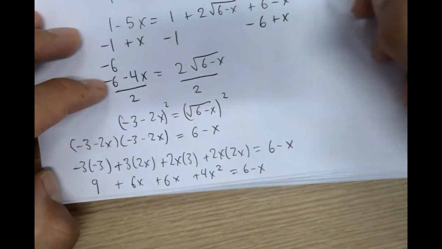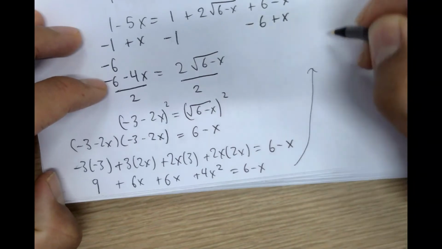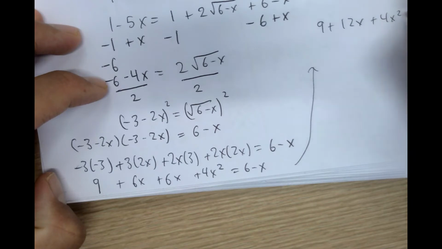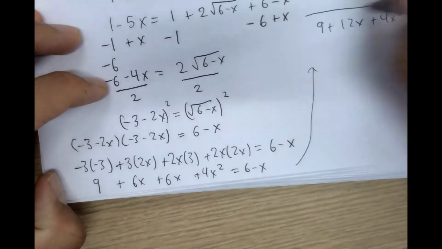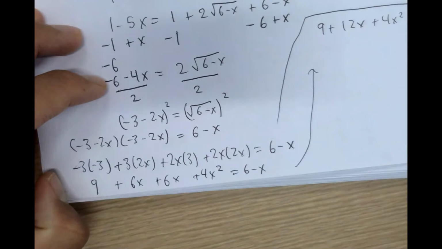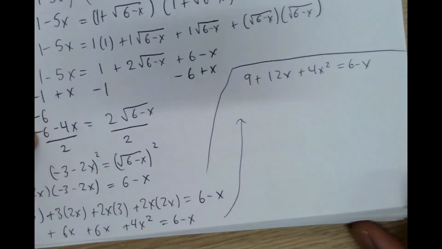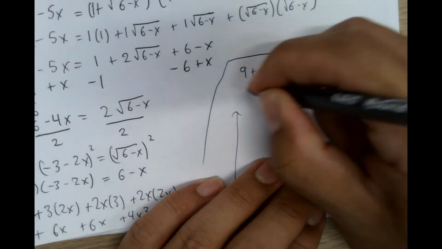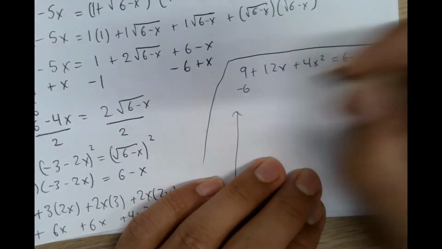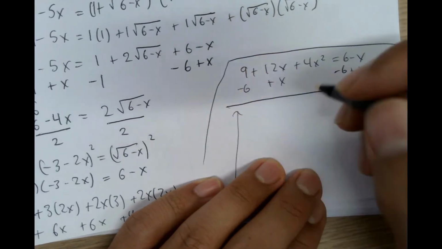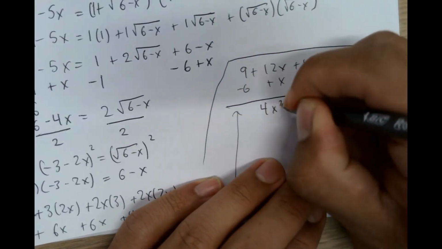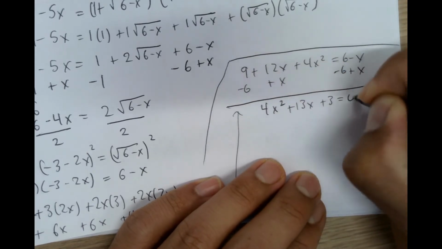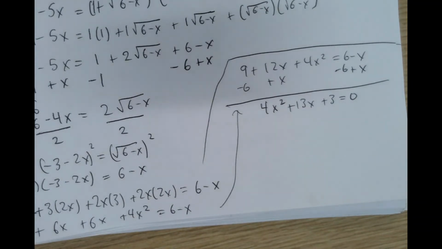So I'm just going to rewrite this so you can see what's going on here. Okay, so I'm going to move the 6 to the left-hand side. I'm going to move the x to the left-hand side. And I'm going to reorder this just by greatest exponent. Okay, we're in the final stretches here.